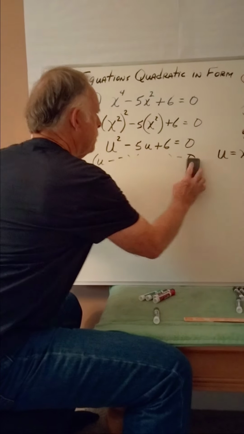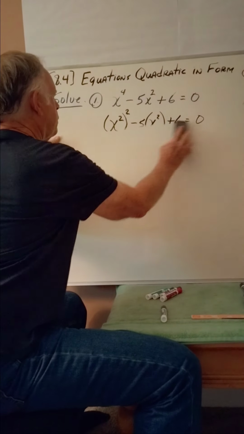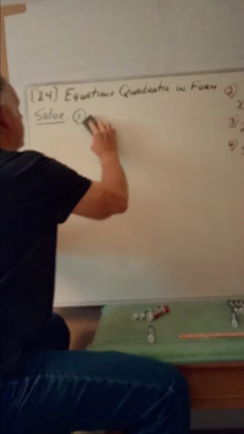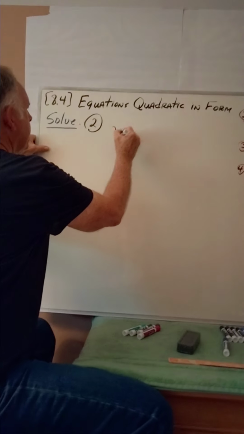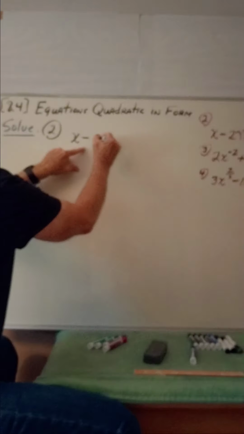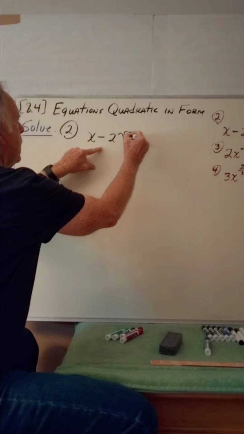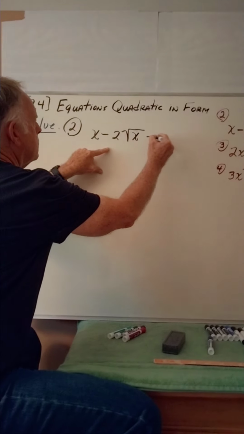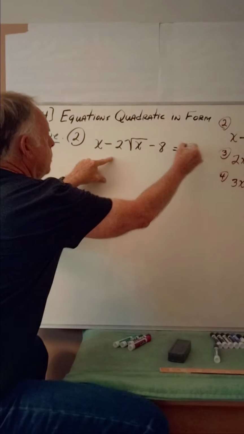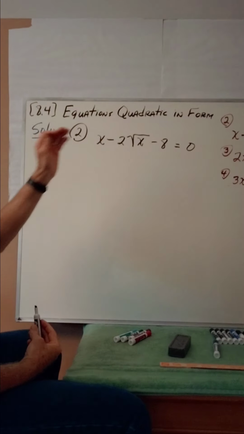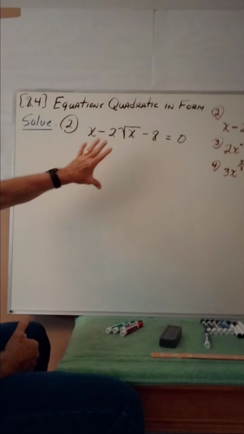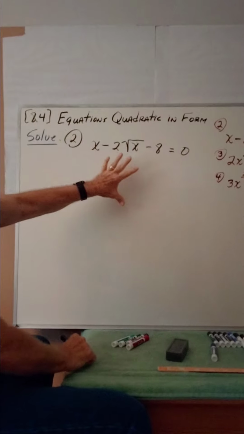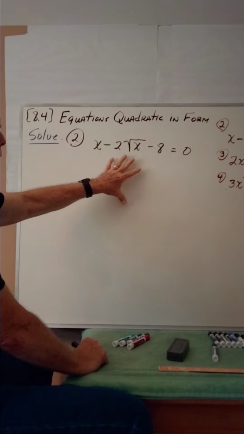All right, now we'll go to number 2, and number 2 will certainly look different. They're all going to look different as we go through a few of these problems. Number 2: x minus 2 multiplied by the radical of x minus 8 is equal to 0. Now this is definitely not a quadratic equation, but it is an equation that is quadratic in form because it meets all of the criteria.